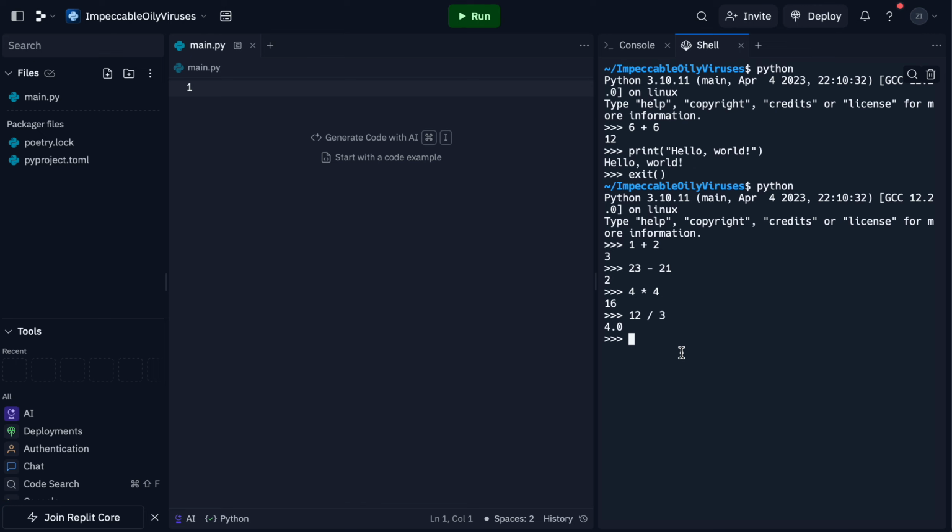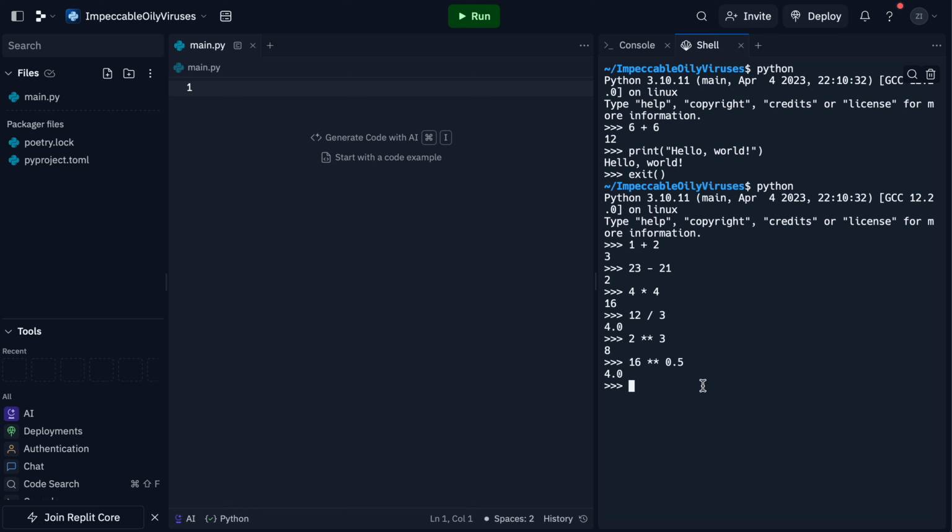Exponents, you use 2 stars. So like this would be 2 to the exponent 3, and that gives us 8. And square roots is kind of cleverly the same thing. You also use the double star for an exponent, but you would use 0.5 to get the square root. That gives us back 4.0.